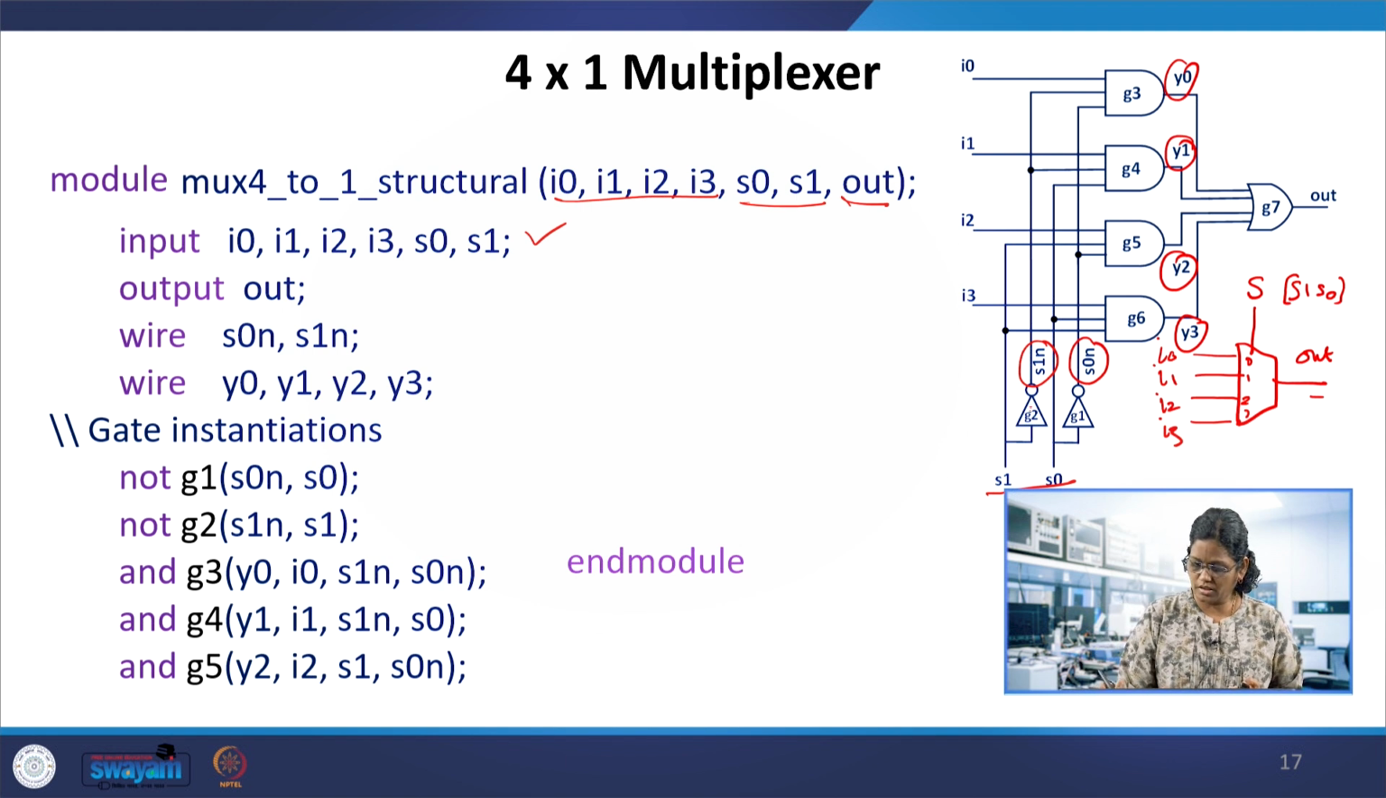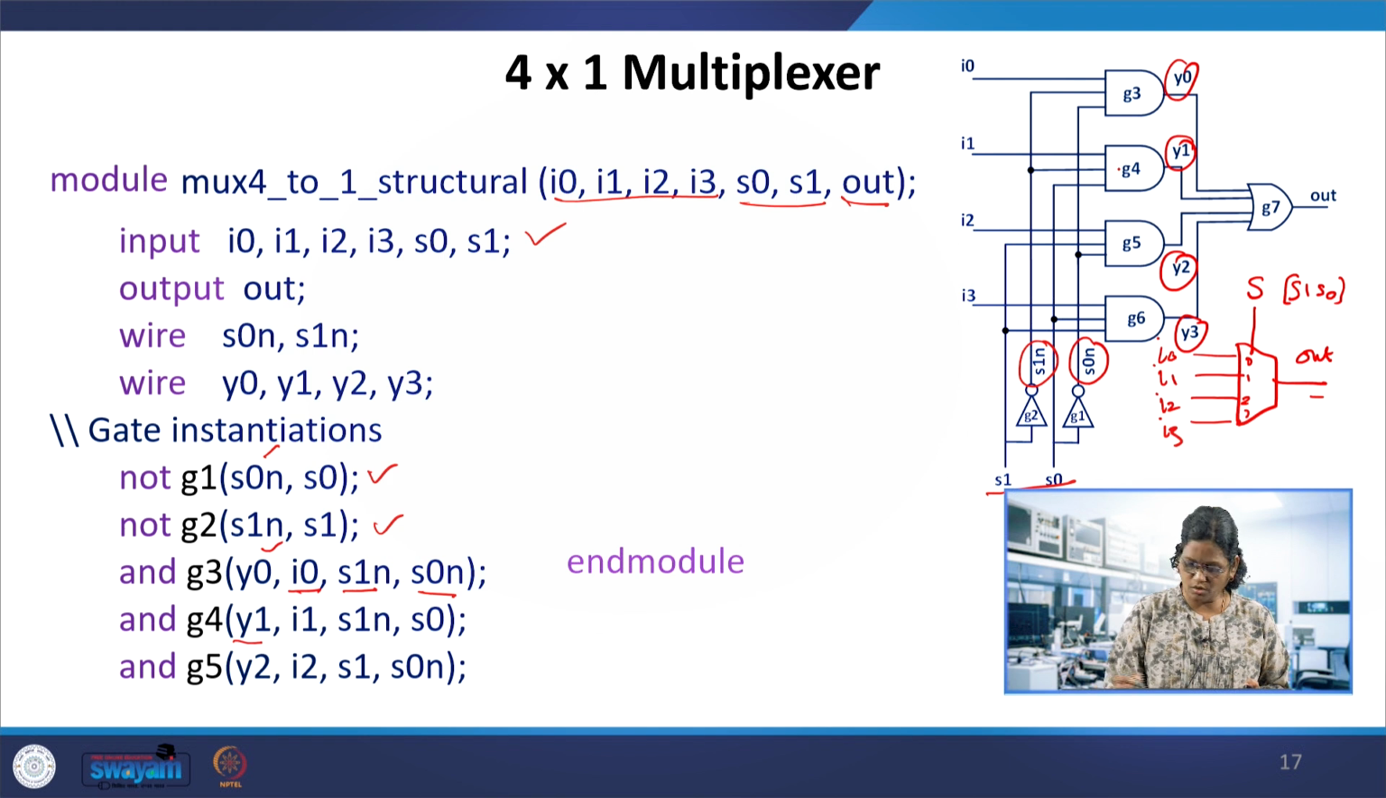The NOT gate, the first instantiation: the output is S0 N and the input is S0. Similarly, gate 2 has the output S1 N and input S1. This instantiation, gate 3, takes 3 inputs and 1 output Y0. So Y0 is the output, and the 3 inputs are I0, S1 N and S0 N.